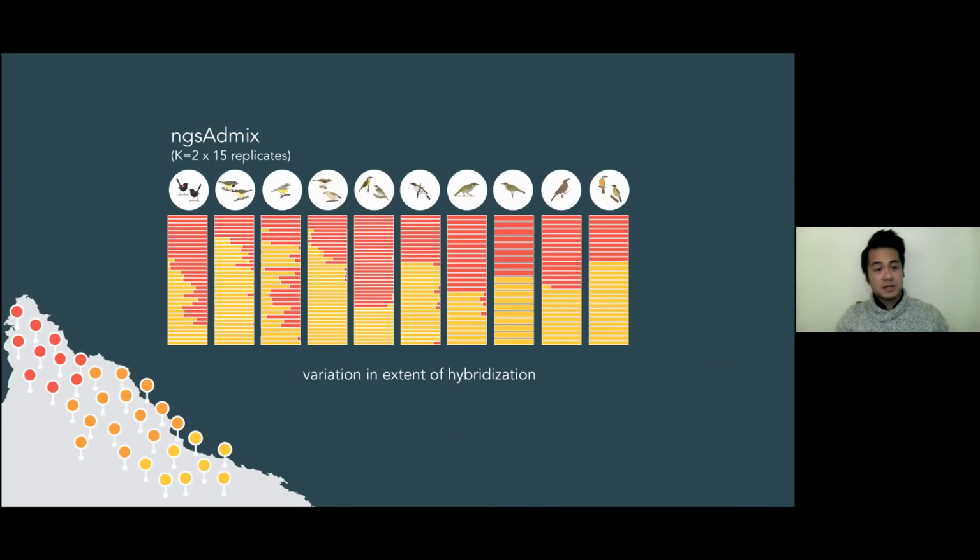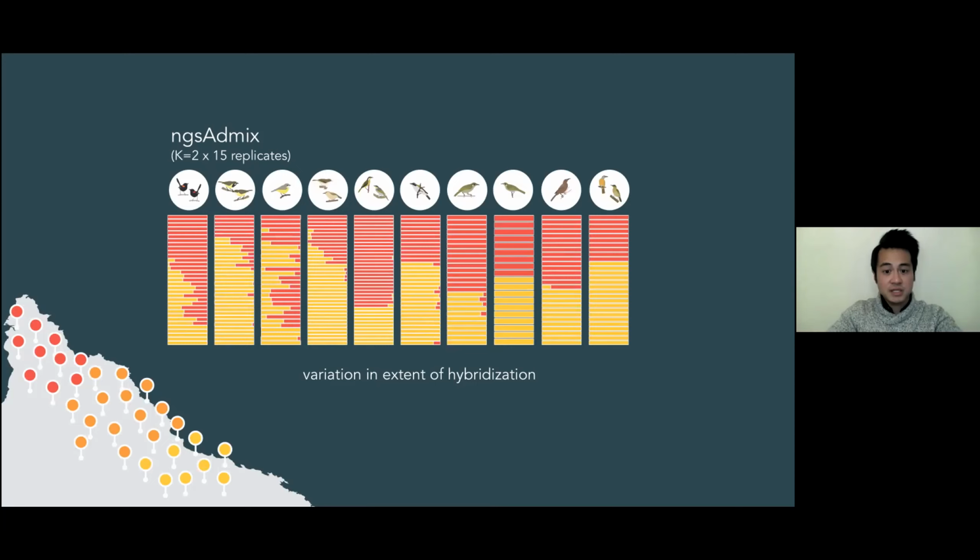To start things off, here's NGS admix, the highest-level amounts of hybridization. What I want you to get from this is that you just get a variation of introgression. For those of you not too familiar with reading this, each horizontal bar reflects a single individual, so the species with more bars reflect species with more samples. The color reflects purity of the more northern population in red, southern population in yellow, and those in between would have different levels of admixture between them.